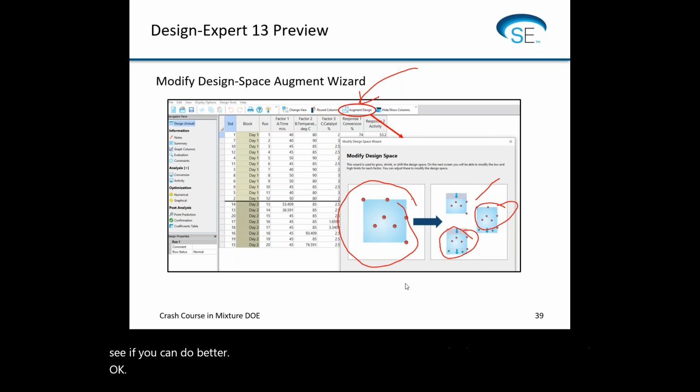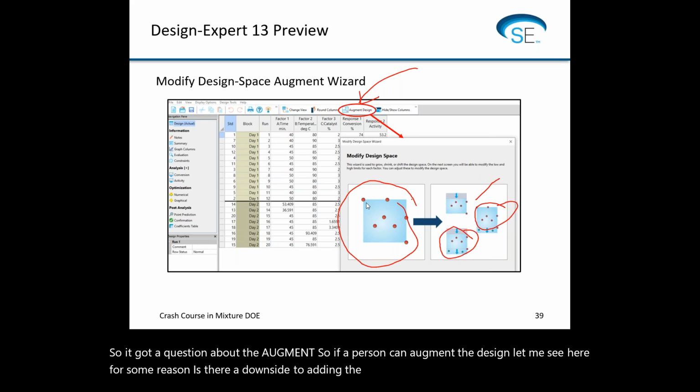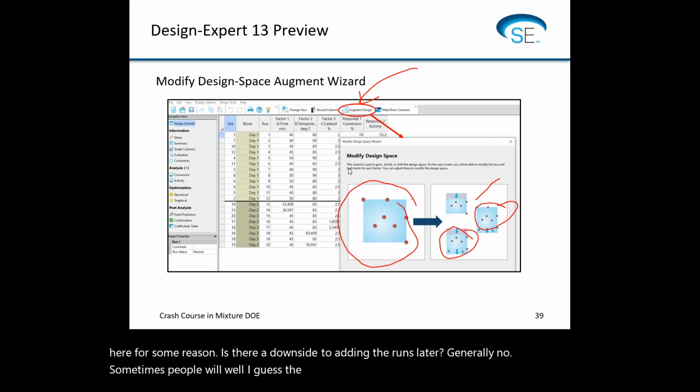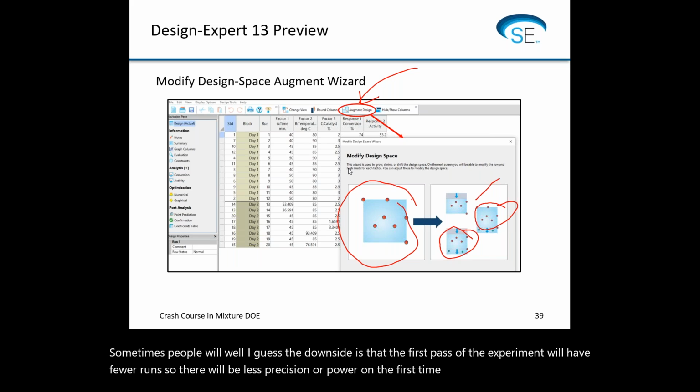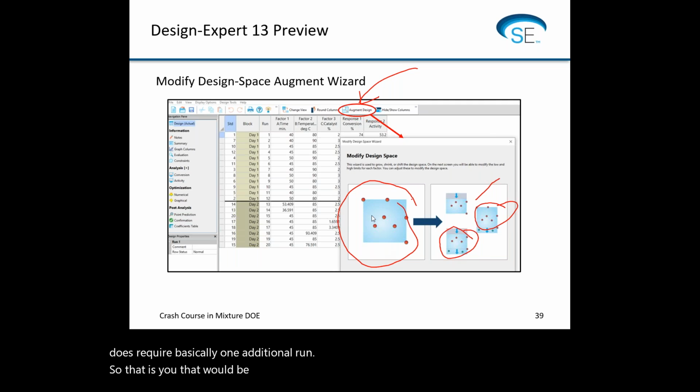Okay. So I got a question about the augment. If a person can augment the design, is there a downside to adding the runs later? Generally, no. Sometimes people will, well, I guess the downside is that the first pass of the experiment will have fewer runs. So there will be less precision or power on the first time through. Sometimes people will also add a second block, also block the first and second part of the experiment, which does require basically one additional run. So that would be a downside there.